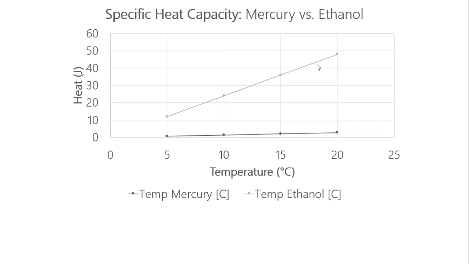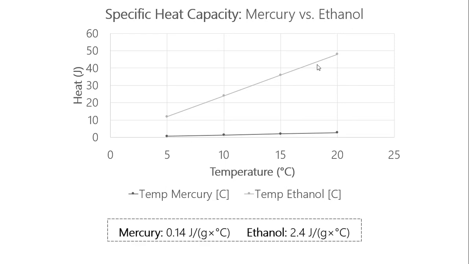We can also compare their data. The specific heat capacity of mercury is 0.14 joules per gram degree Celsius, whereas ethanol's is 2.4 joules per gram degree Celsius. Okay, so again, smaller number, smaller specific heat capacity, easier to change the temperature. Larger number, larger specific heat capacity, harder to change the temperature.